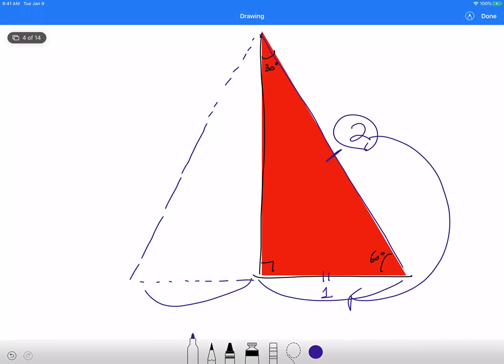It's just half of whatever the side of the equilateral triangle is going to be. You can literally do this with a piece of paper. You fold this in half. That's 2 and that's 1. That should be said no matter what.